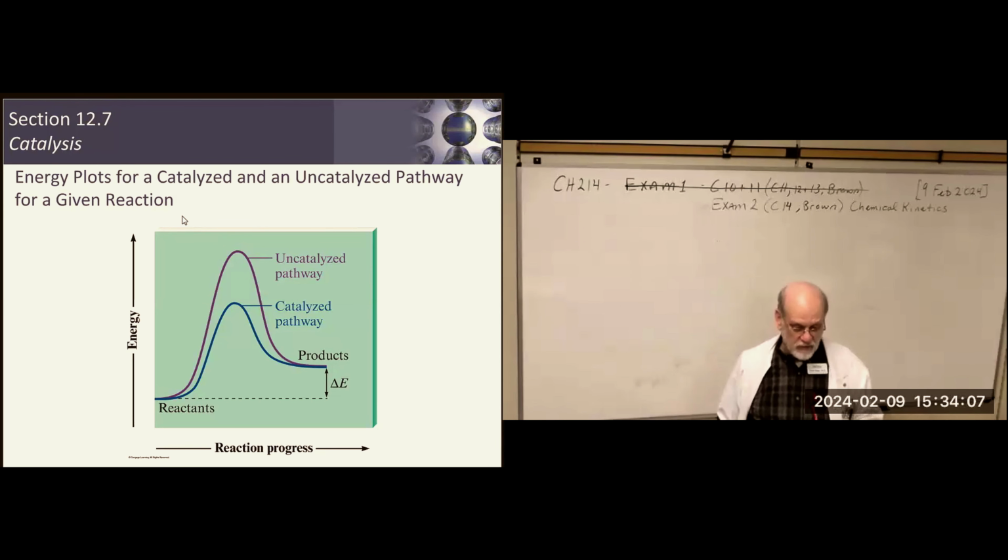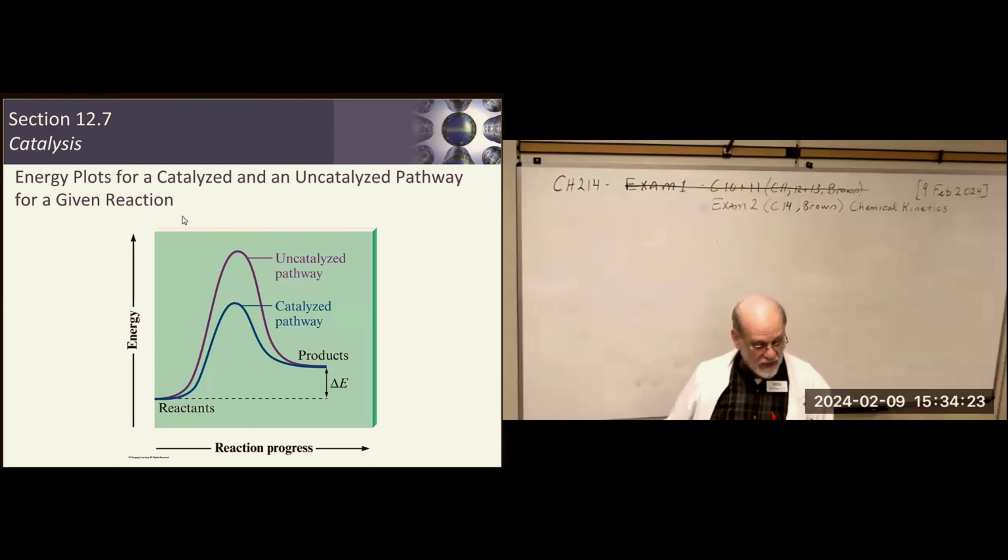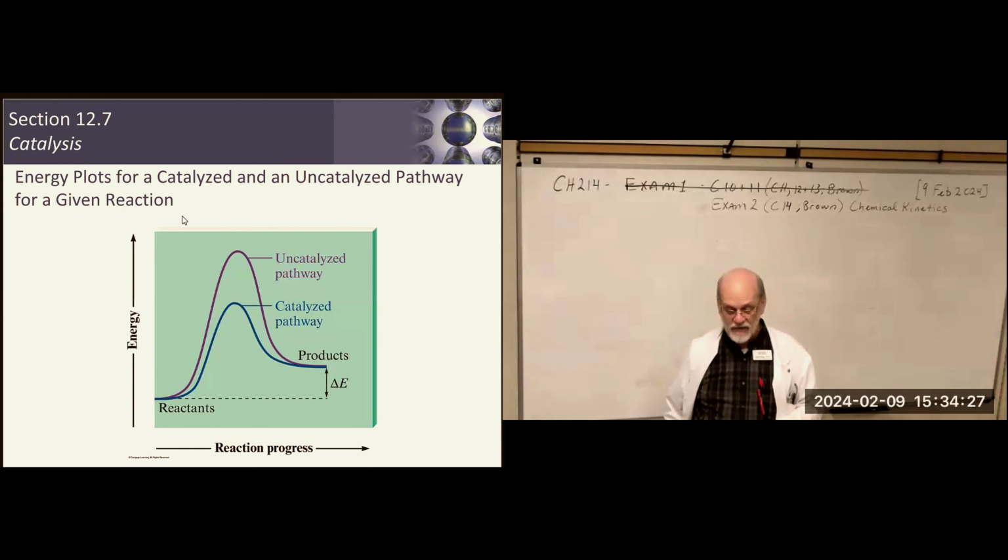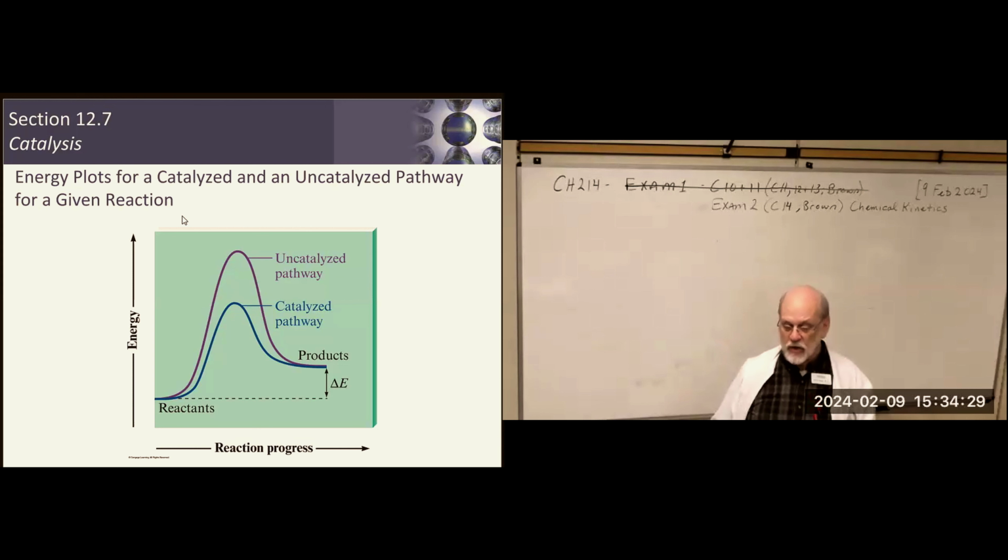The activation energy would normally be that top purple line. But with a catalyst, it takes less energy because you have a new pathway. And the catalyzed pathway is in the blue line, shows you a lower energy required. Now, what it does not do is it doesn't change the enthalpy of the reaction. It's exactly the same, even though it occurs faster.